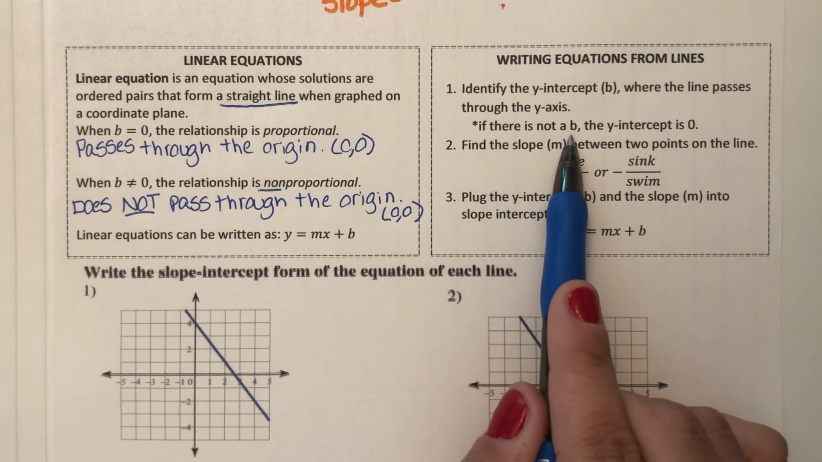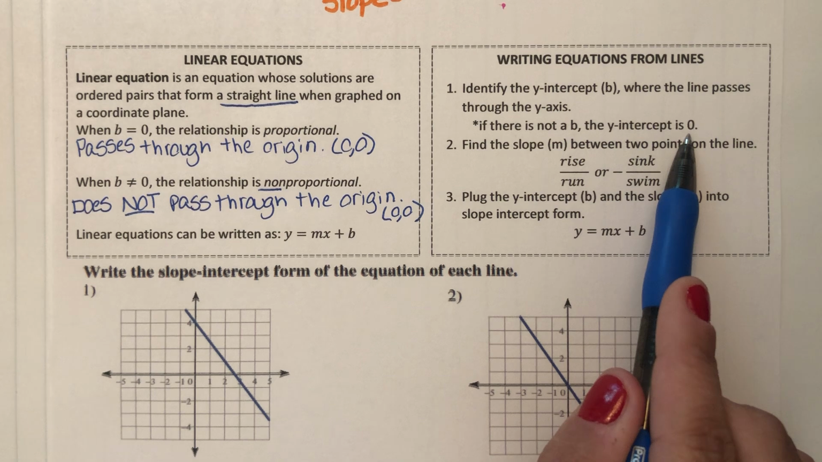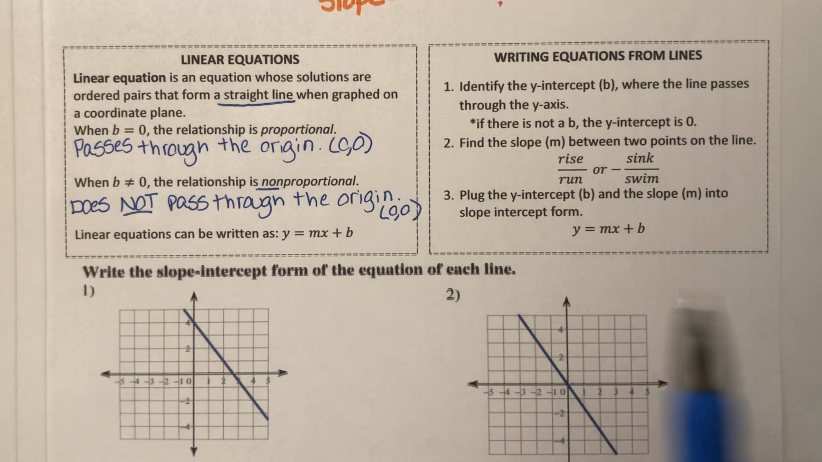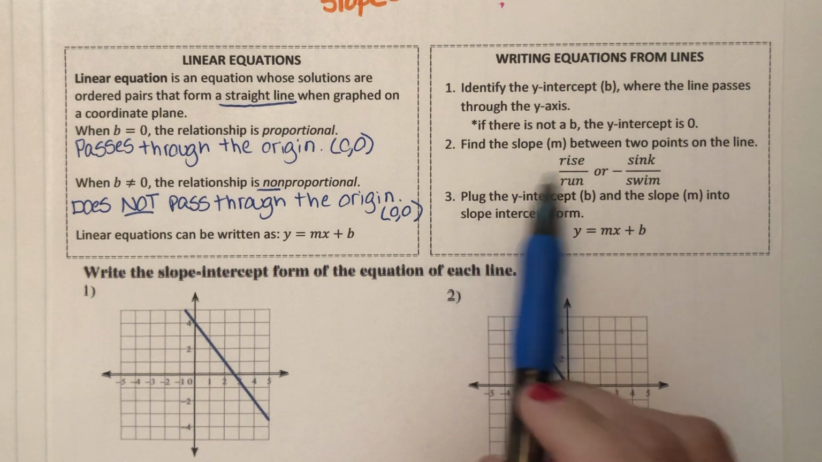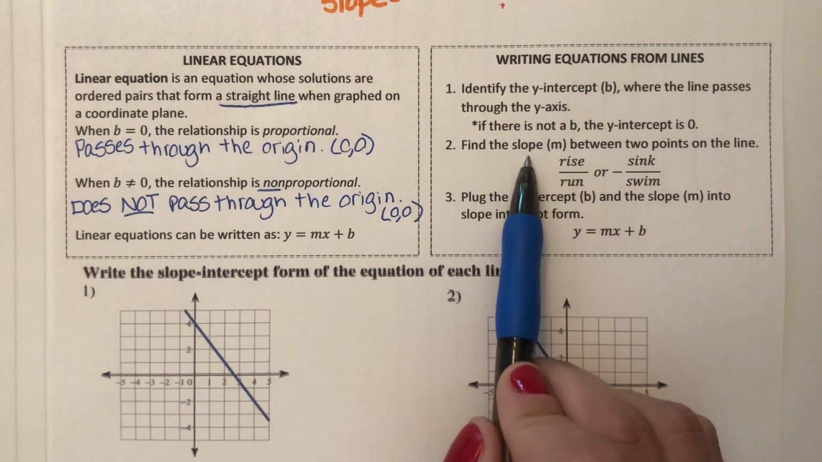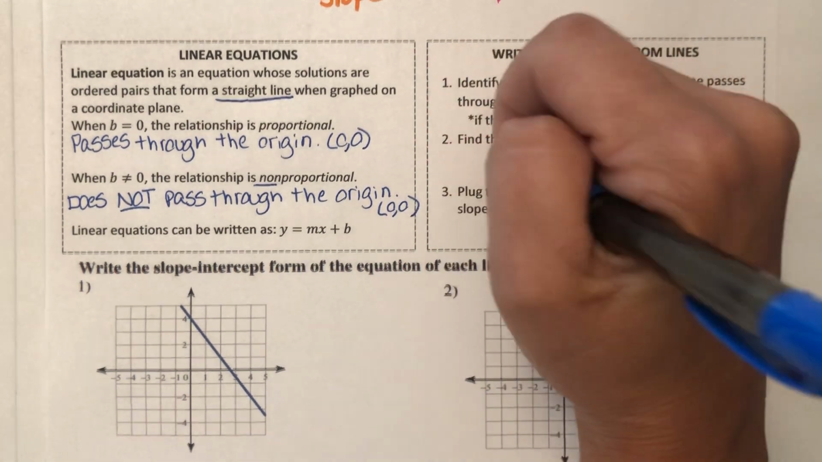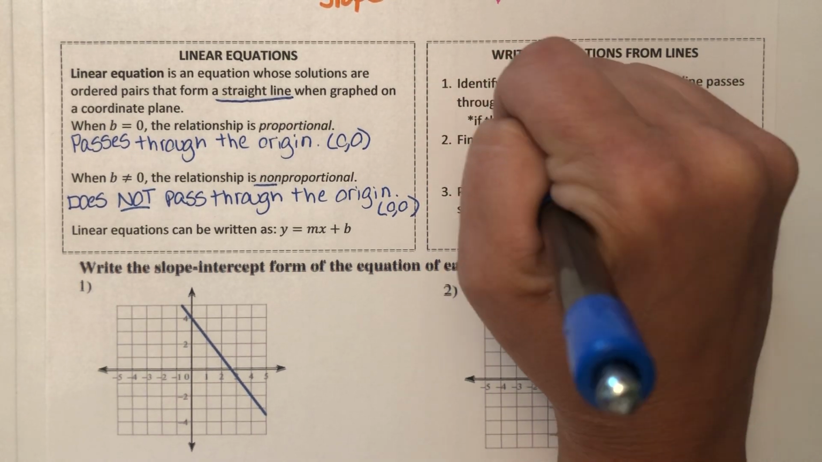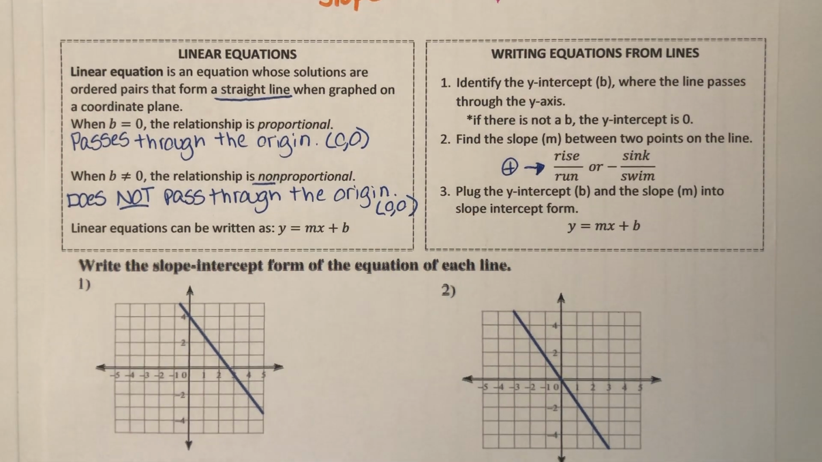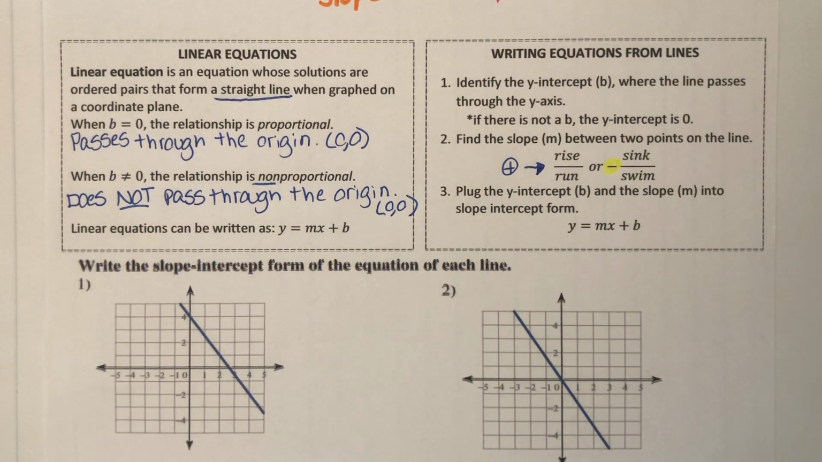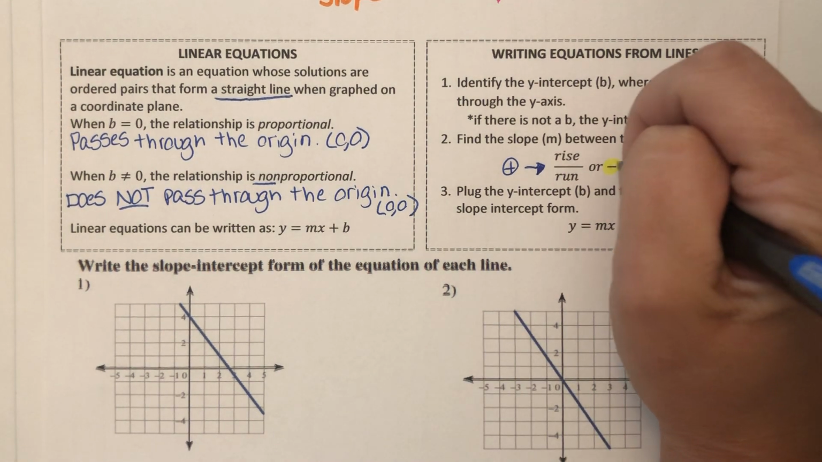If there is not a b, the y-intercept is 0. So if it's passing through the origin, the center of our graph, b is 0. Then we need to find the slope, find our m. Remember, m stands for slope. So we're going to find the slope between 2 points. If it's positive, we calculate the rise over the run. Remember, positive, we're going up the mountain. If it's negative, we calculate the sink over the swim. That's for a negative slope.